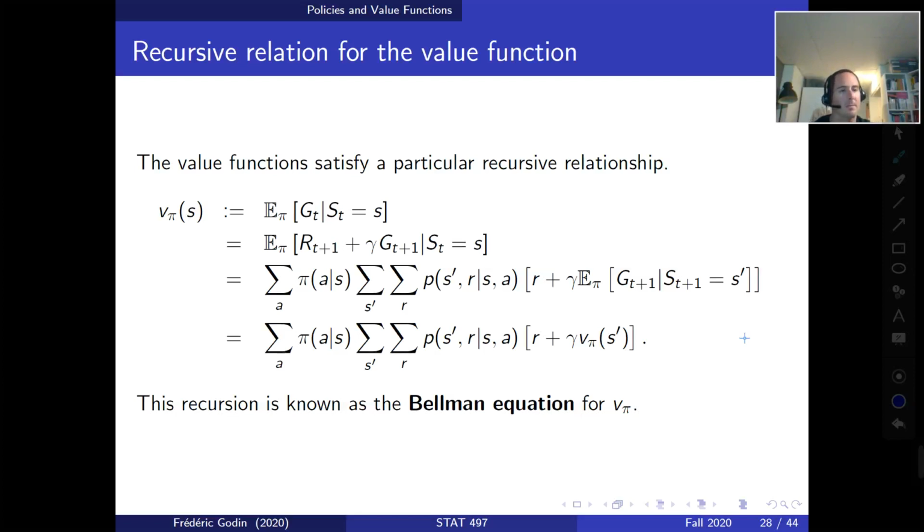Okay, but in a nutshell, this results in the following. The value function for policy pi in a state S can be expressed recursively in terms of the value function for policy pi in all other states S prime, according to this relationship. This is a recursive relationship for the value function that must be satisfied by the value function v pi, which is known as the Bellman equation for v pi.